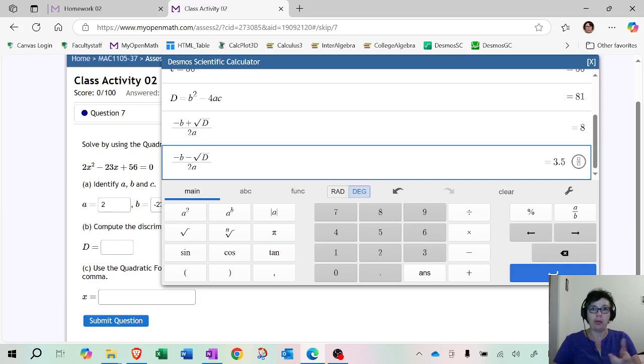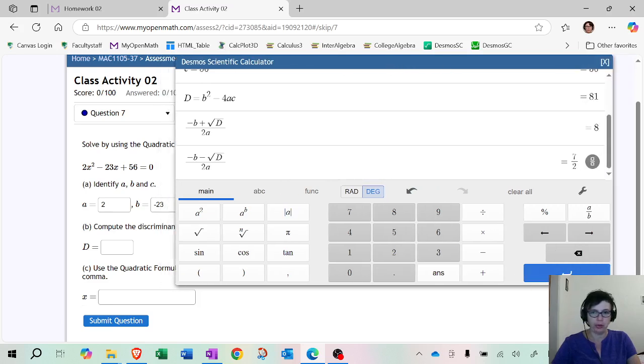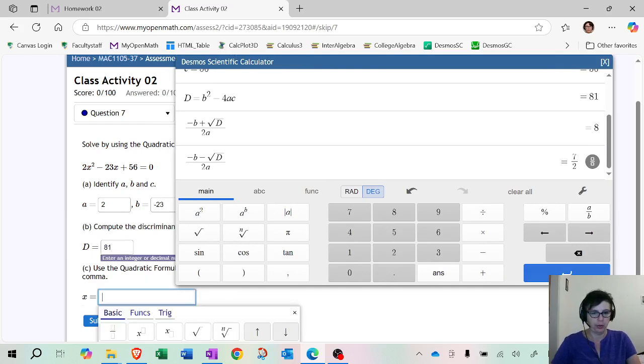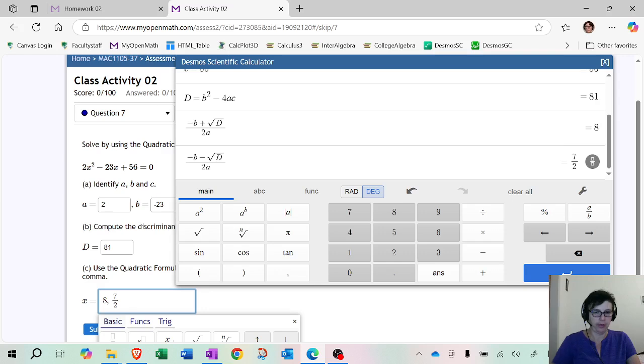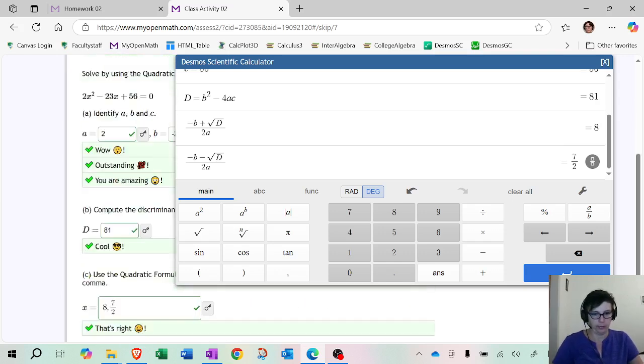And remember, it could be rational. So it's not just an integer, but also a fraction. So we click on the little button to convert to a fraction and we get 7/2. Okay, so now I'm ready to put the discriminant as 81. And the two solutions are 8 and 7/2. Okay, we're good.